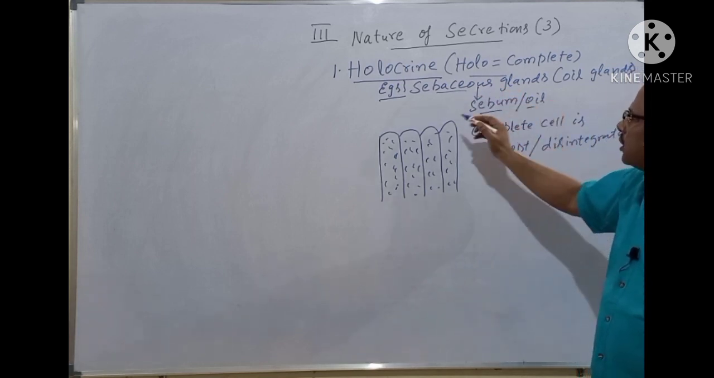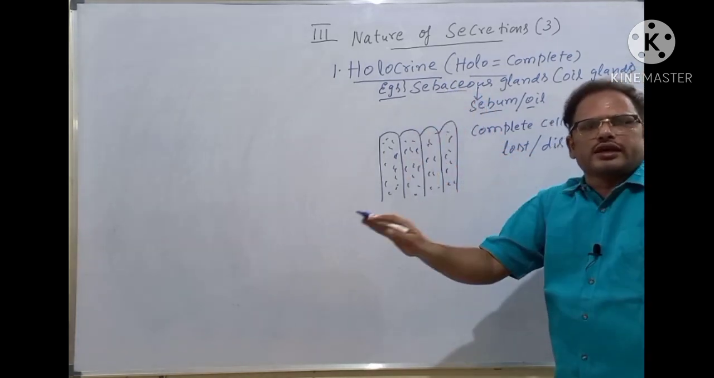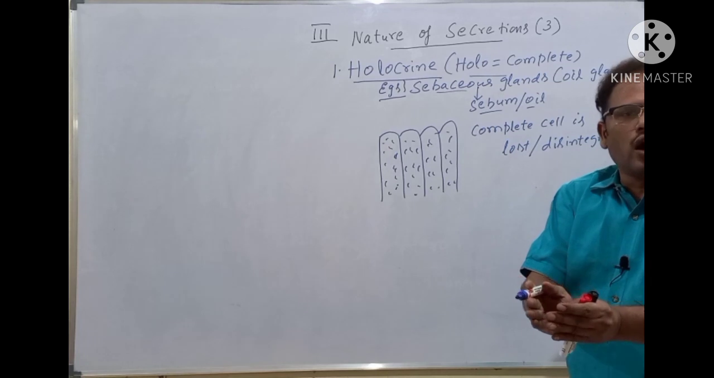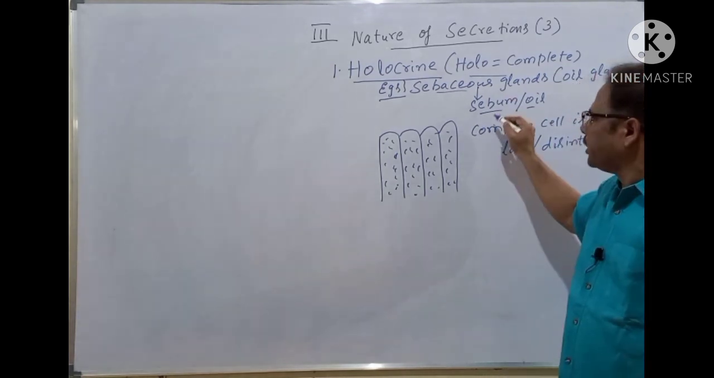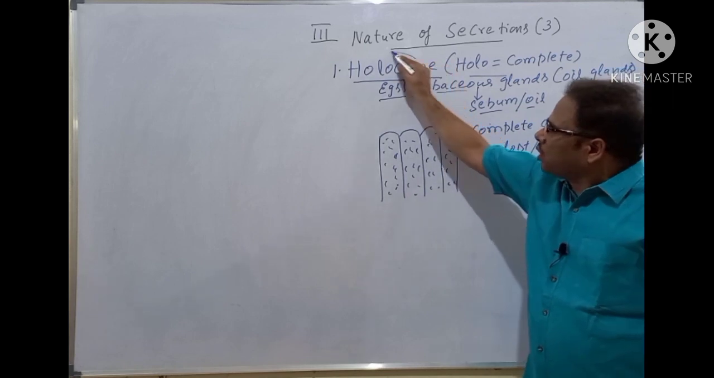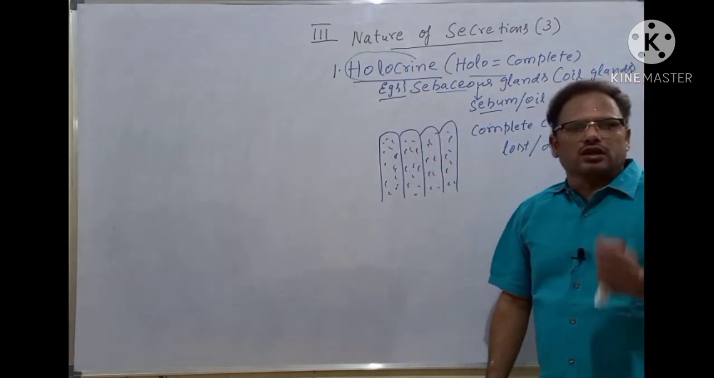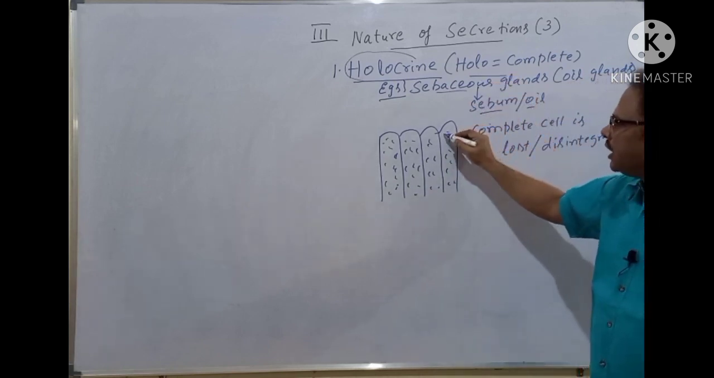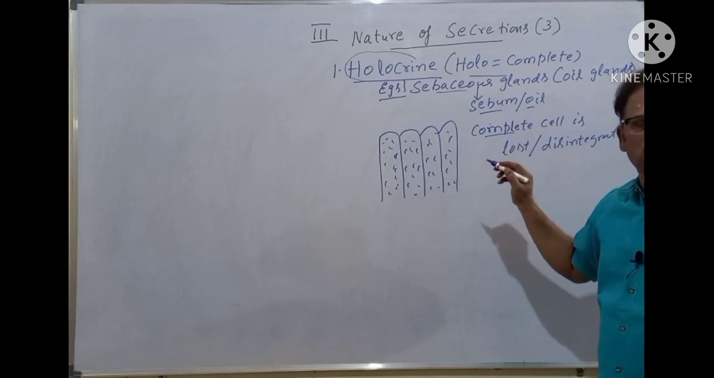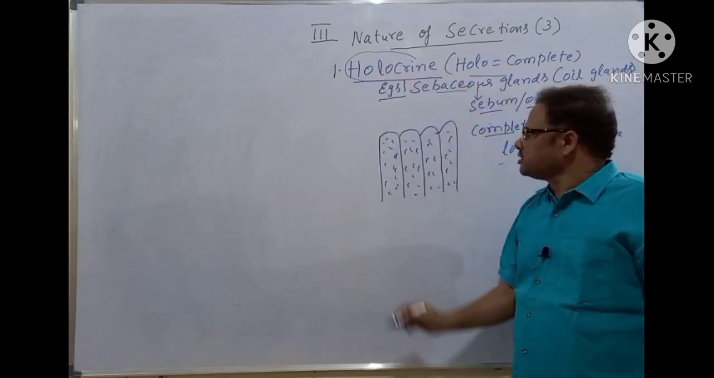sebum or oil. The cells present in the sebaceous gland, the complete cell is disintegrated or lost during the secretion of the sebaceous sebum or oil. That is why it's called a holocrine. Why holocrine? Holo means complete. Why complete? Because during the secretion of the sebum or oil, the total cell is disintegrated or lost. That is why it's called a holocrine gland. Clear, students? Very simple, isn't it?